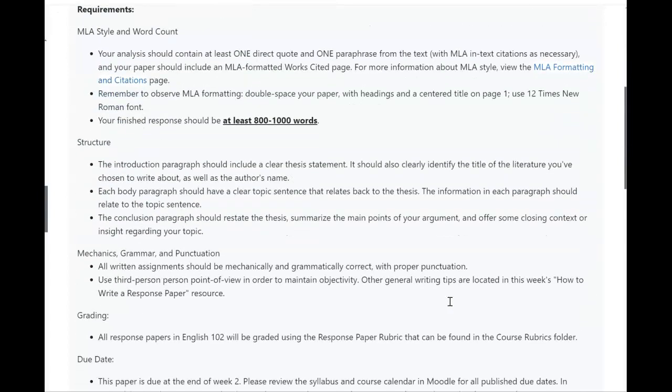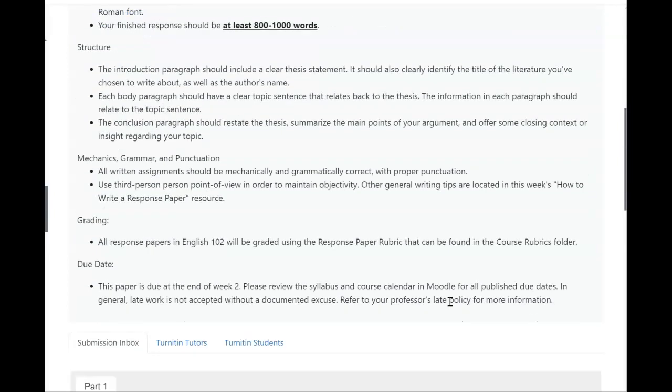So the structure of it is, whenever you're writing an essay, you're always going to have a thesis statement, so that it provides the reader with what the rest of the essay is going to contain. Okay, so you're going to identify the title of the literature that you've chosen, what you're going to write about, which is going to come from one of those prompts.